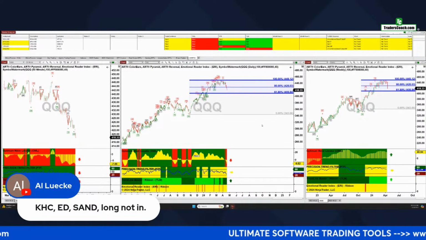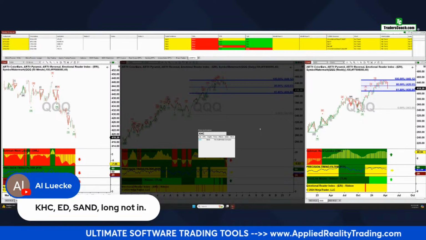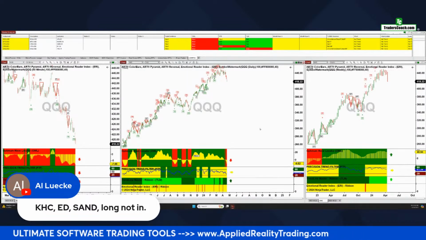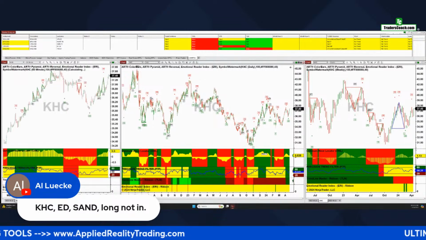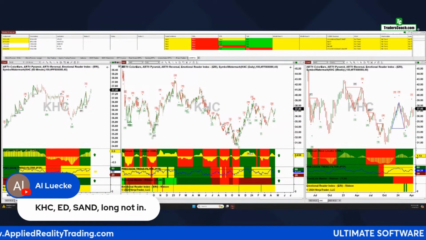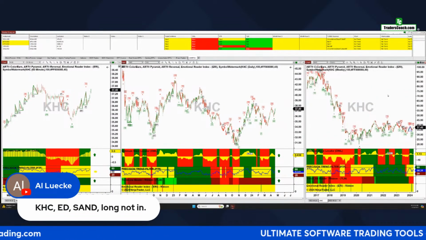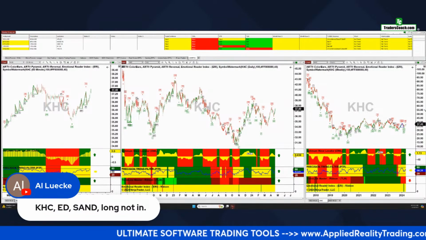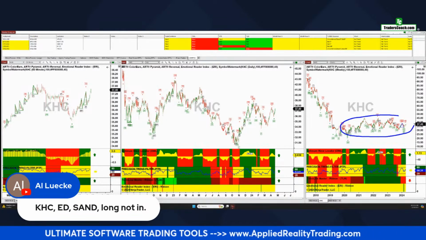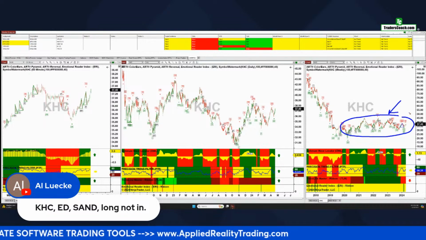All right, Al, let's see what we got here. KHC, Kraft, I believe. Long, not in, so he's considering a long. Let's take a look and see. What Al probably did here was scan for a bottom, and you definitely have a long-term channel.